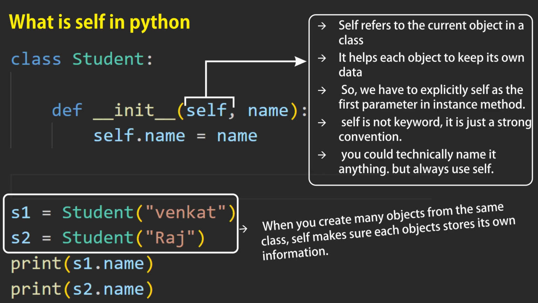Why do we need self? Unlike some languages like Java or C++, Python doesn't automatically pass the object to its methods. So, we have to explicitly include self as the first parameter in instance methods. Without it, the method wouldn't know which object's data it should work with. Self is not a keyword, it's just a strong convention. You could technically name it anything, but always use self. Everyone expects it. It's required in instance methods to access or modify instance attributes.